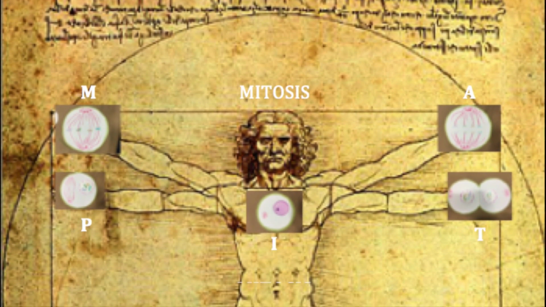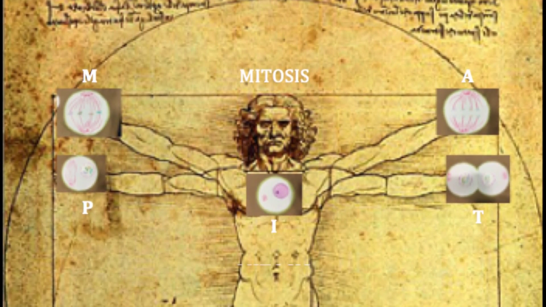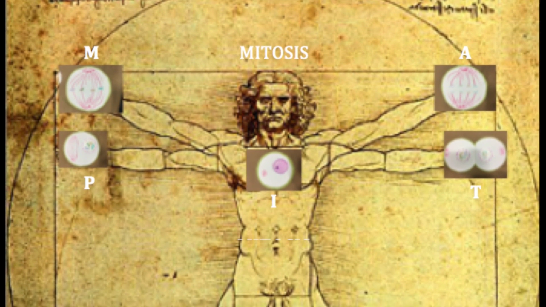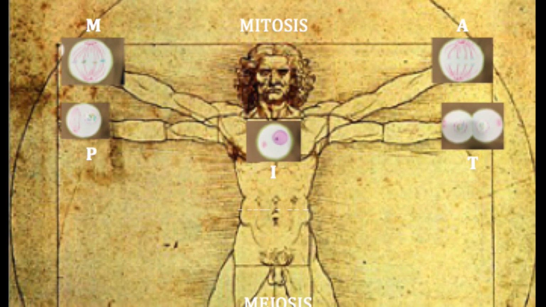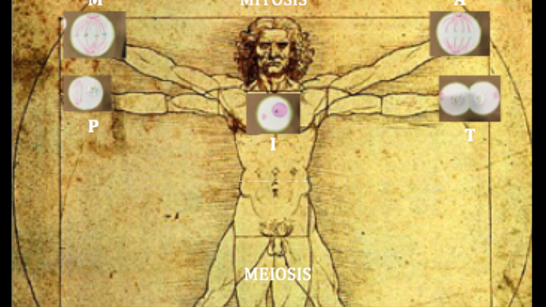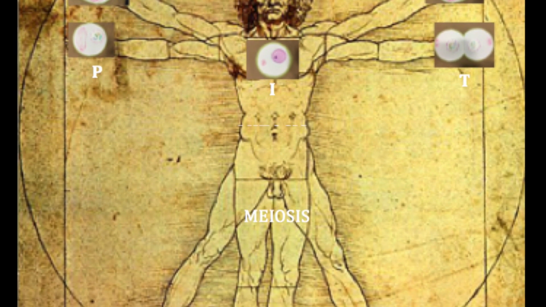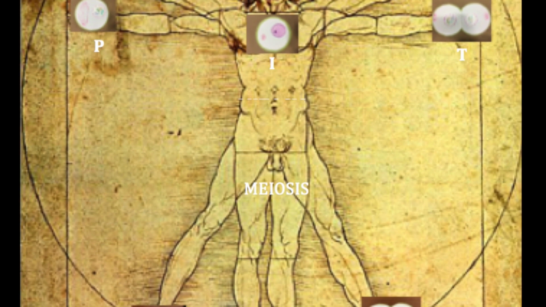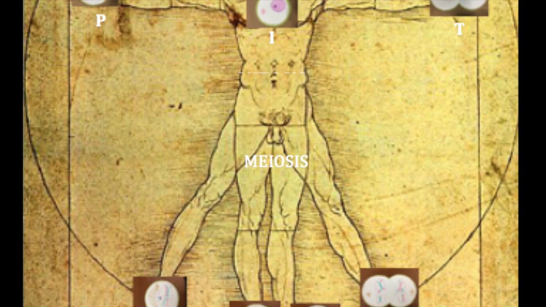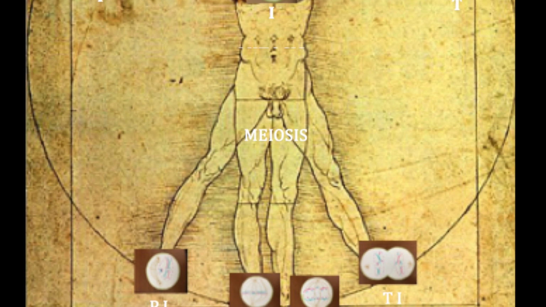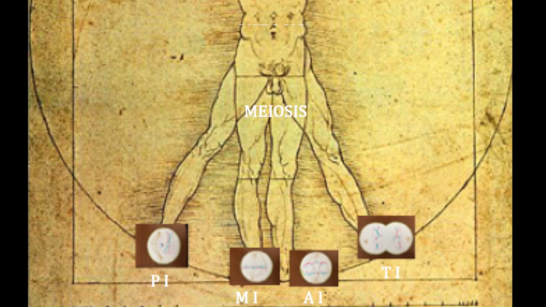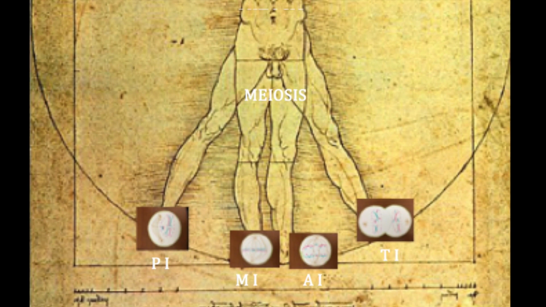Mitosis, the first main process in the human body: interphase, prophase, metaphase, anaphase, and then telophase. Meiosis, the second main process in the human body that acts on sex cells: prophase 1, metaphase 1, anaphase 1, and telophase 1.